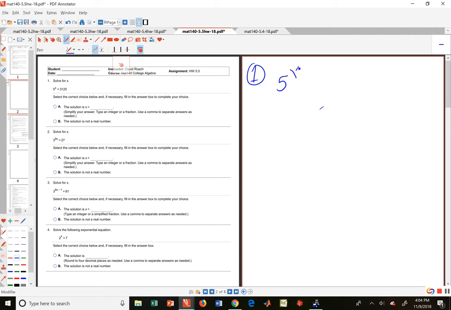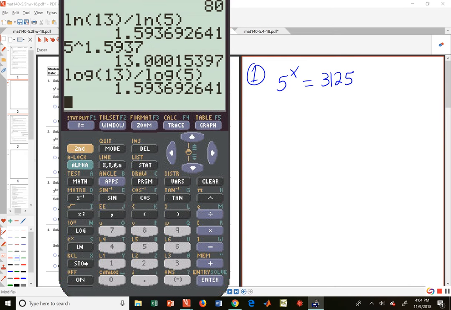So this is an exponential equation. We'd like to know what is the value of x that makes 5 to the x equal to 3,125. Now, let me just show you. You could do a little trial and error. I'm not saying trial and error is bad.